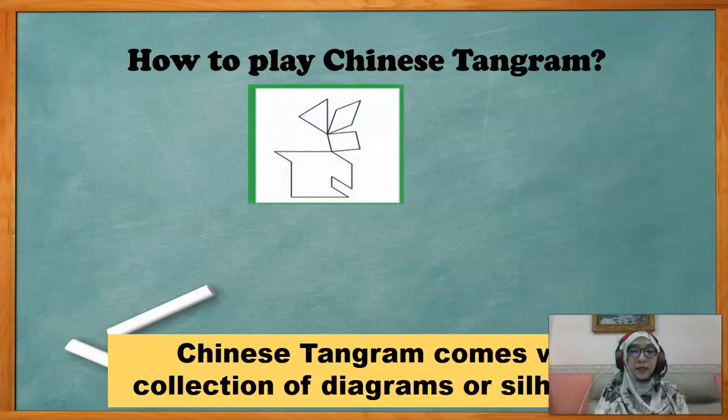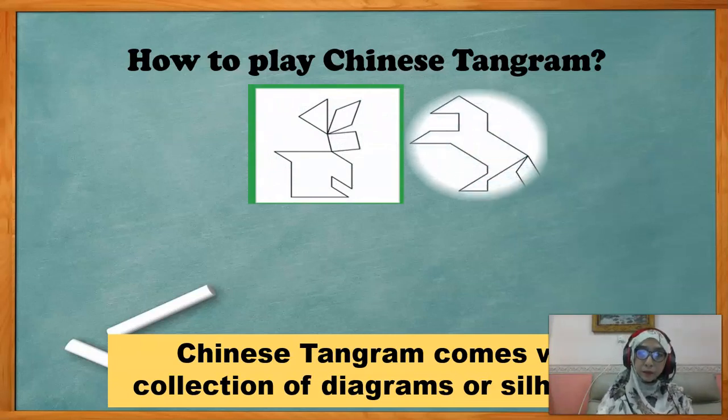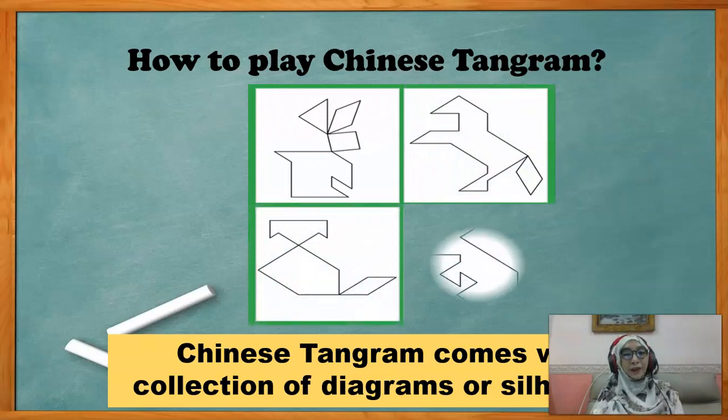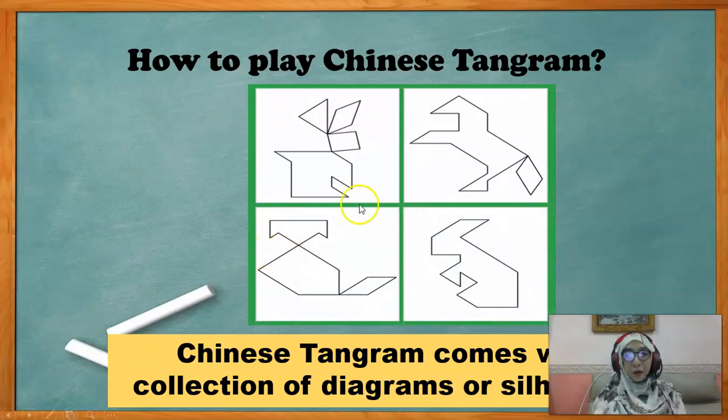I have 4 more examples here. 1, 2, 3, and 4. These four pictures here are what we call diagrams or silhouettes. In Chinese tangrams, the objective is to arrange the puzzle pieces to make these diagrams or silhouettes. So we have to arrange our puzzle pieces so that they fit the silhouettes.